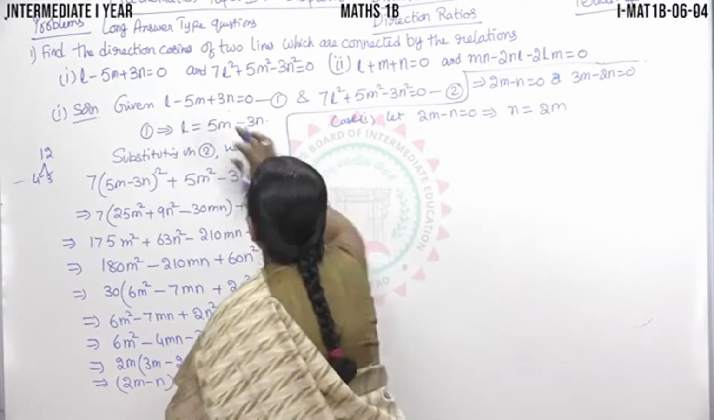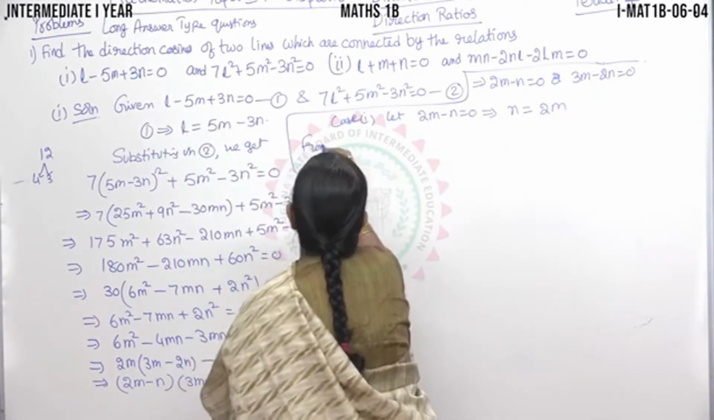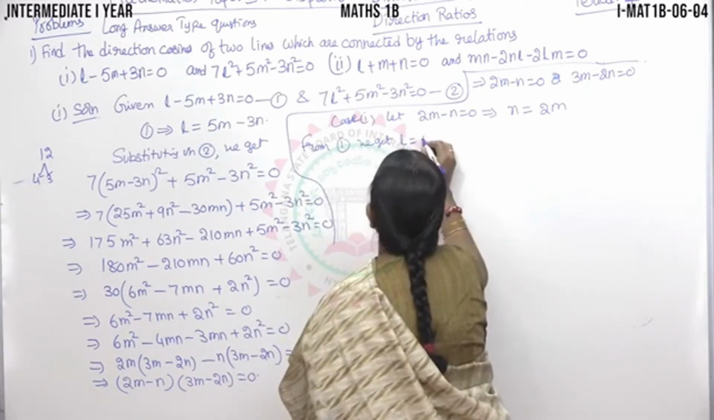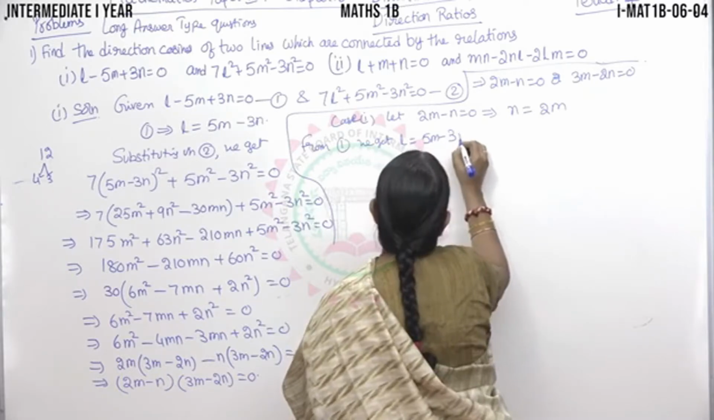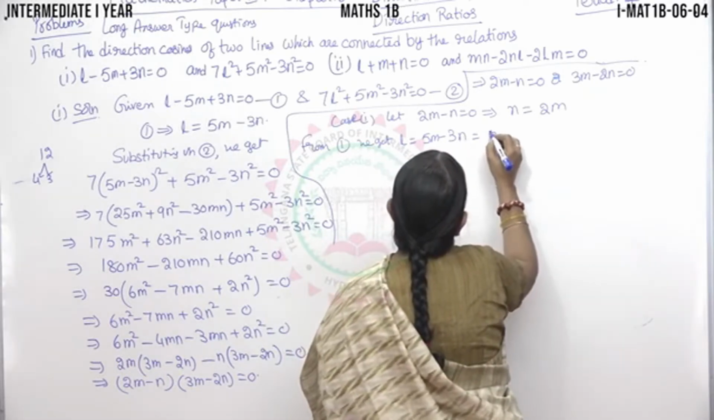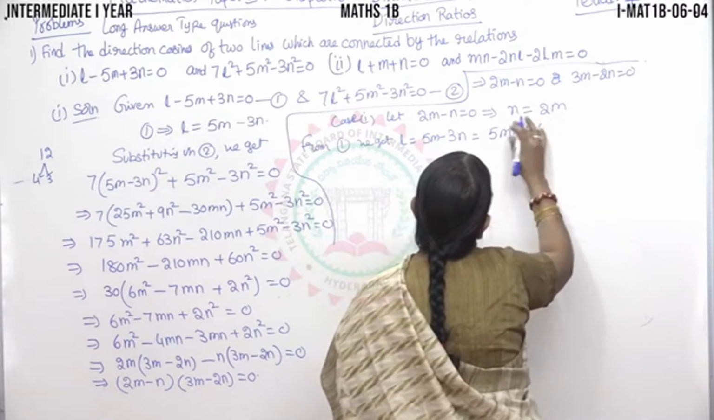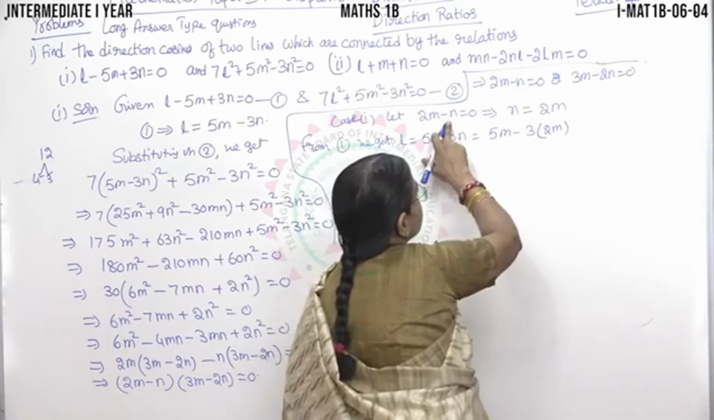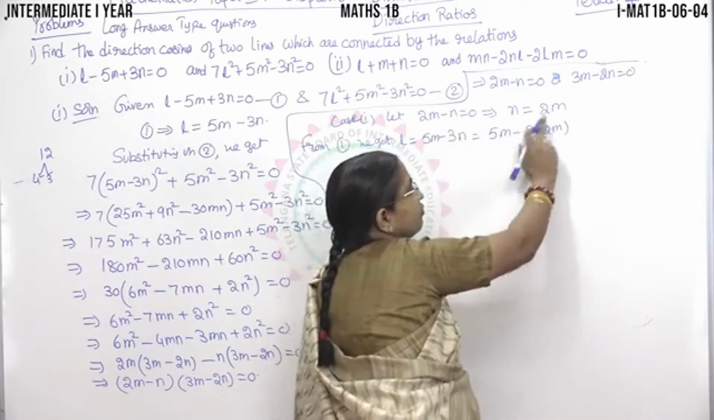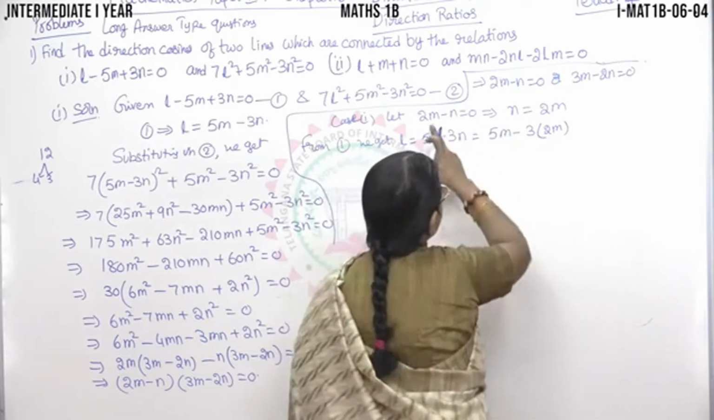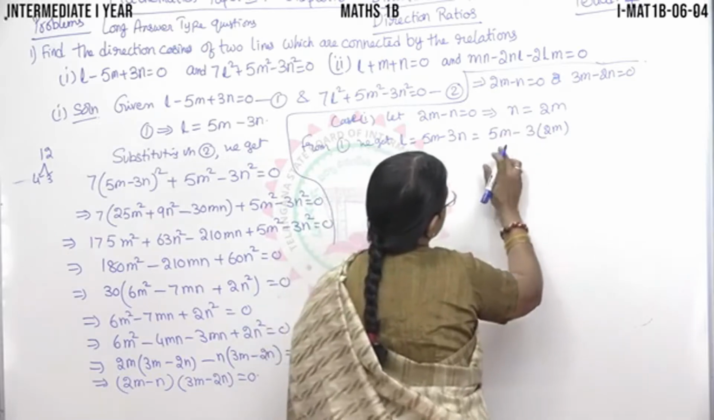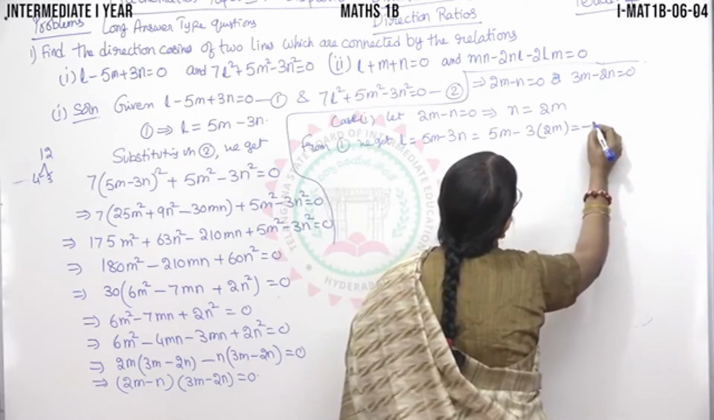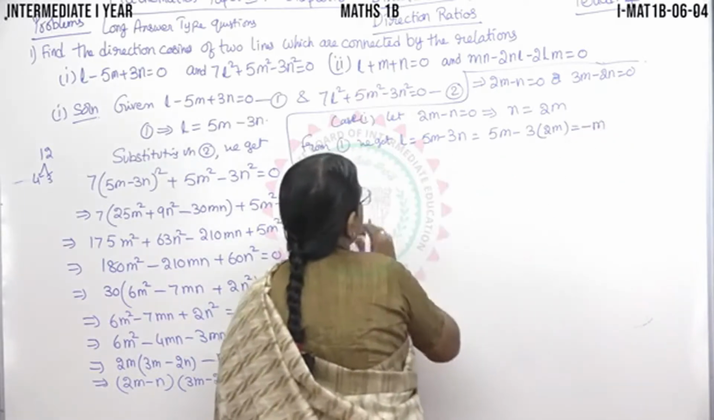Now we'll find out l from this. From equation 1, we get l is equal to 5m minus 3n, that is 5m minus 3 into n. What is n? 2m. Whichever is convenient you find out. Here, because the n coefficient is 1, we found the n value. Otherwise you can find the m value. So this is 5m minus 3 times 2m, 6m, so that is minus m. So now all are in terms of m.